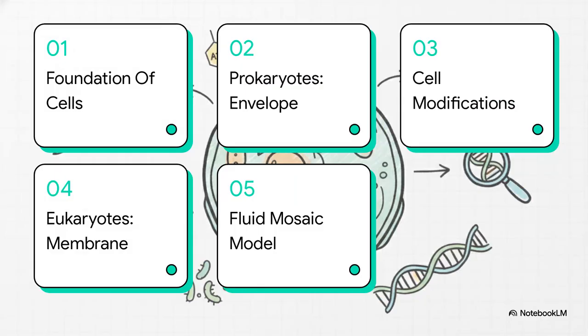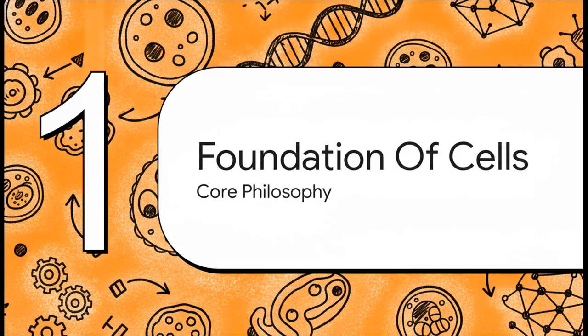All right, here's our game plan for today. 1. The foundation of cells. 2. Prokaryotes and the cell envelope. 3. Internal and external modifications. 4. Eukaryotes and the cell membrane. And 5. We'll bring it home with the fluid mosaic model. Let's dive in. Starting with Section 1, the foundation of cells, building the core philosophy.